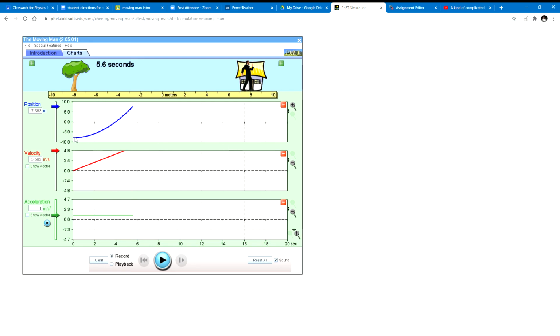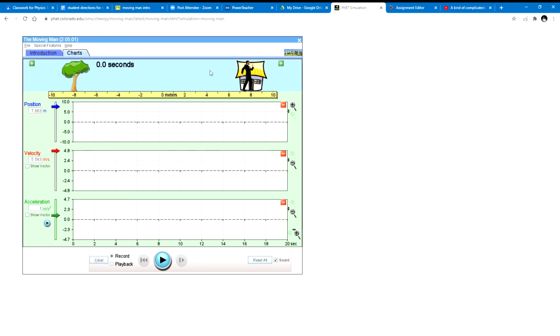But what does it actually mean? Well, it means he's changing position rapidly. It means his speed is increasing in a very regular amount. So every second he's getting 1 meter per second faster. And his acceleration is constant. It is possible to have non-constant acceleration, but we'll talk about that later. And so that's what this means.